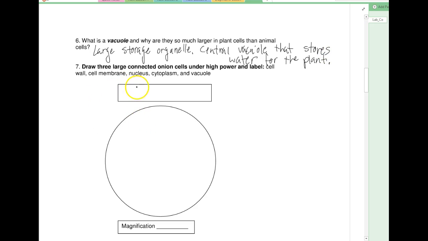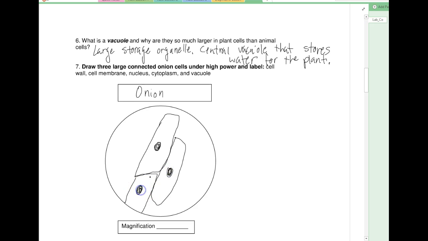So if you're looking at your onion, it probably looked like this. Very square-like. You probably had a couple of them. You didn't have to really draw that many. The cell wall was on the outside. Now, on the inside was the cell membrane.